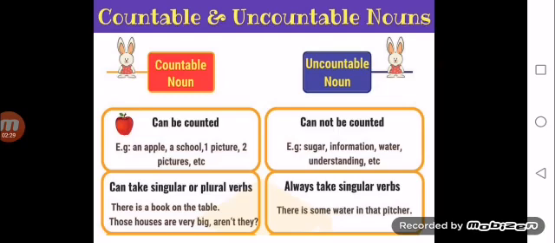On the other hand, what is an uncountable noun? Uncountable nouns are those nouns which cannot be counted. For example, sugar, information, water, understanding, cheese, sand, etc. All these are things which we cannot count. We can't count them in numbers. It always takes a singular verb. For example, there is some water in that pitcher.